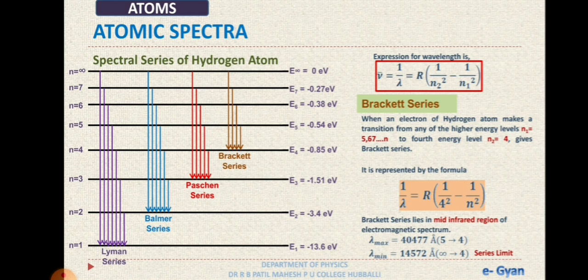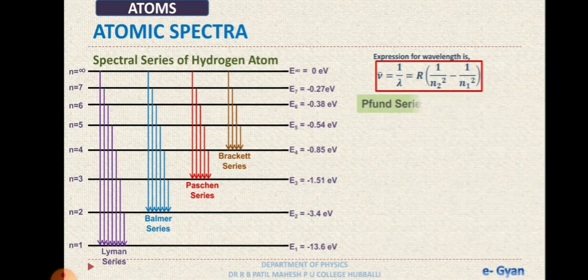So after Brackett, the fifth series of hydrogen atom is Pfund series.